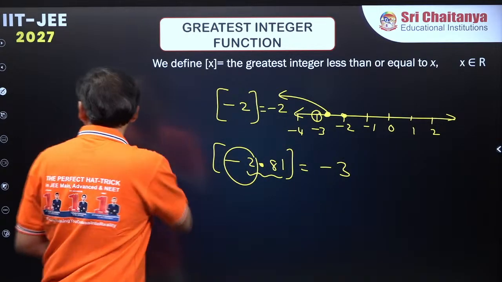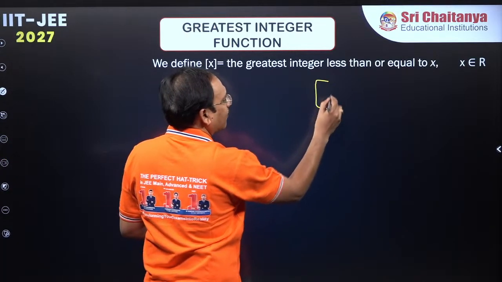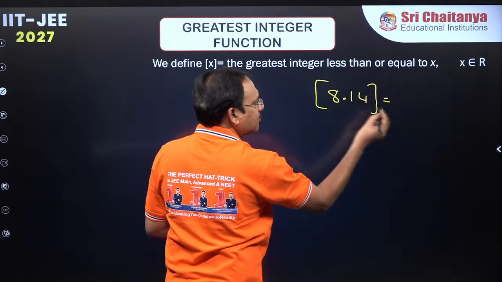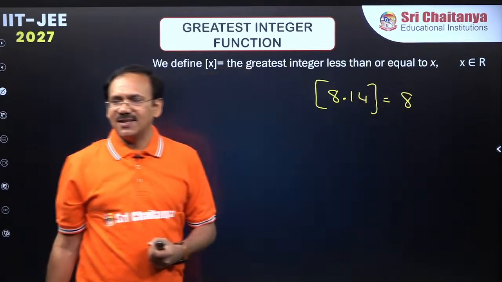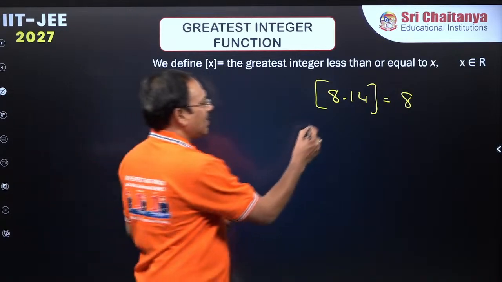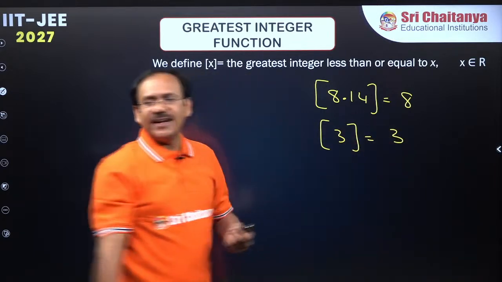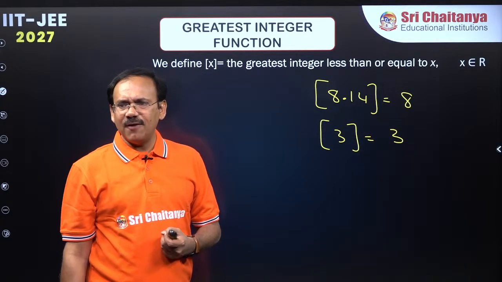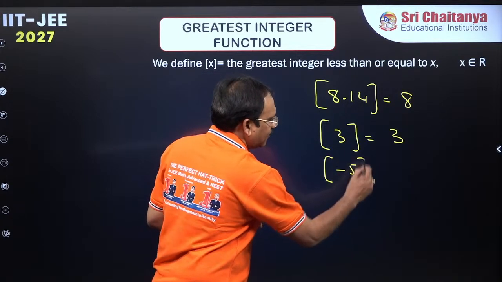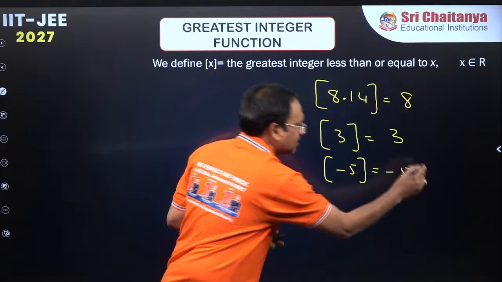Now with this summary, can I say what is step of 8.14? It is a positive non-integer, 8 is the answer. Correct? What is step of 3? It is an integer, you can write it like this. What is step of minus 5? It is negative but an integer, no problem. Minus 5 is the answer.